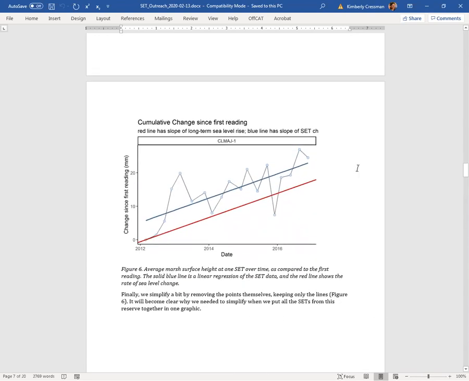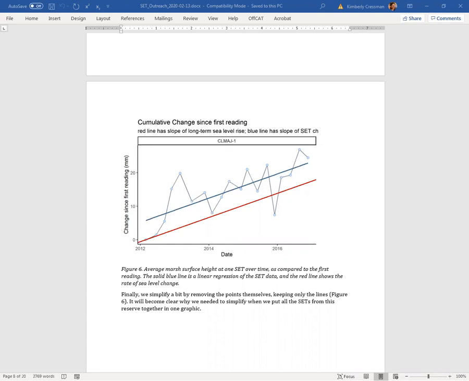So then we can change the graph a little bit. This is essentially the same thing you saw before. If you get rid of the red, it's the same. The solid blue here is that line describing the change at the set. It was dashed in an earlier graph. And what the red line represents here is the rate of sea level rise.